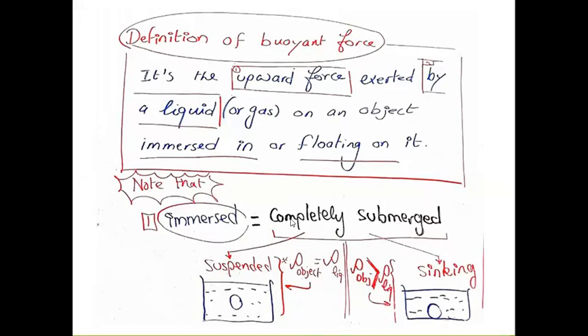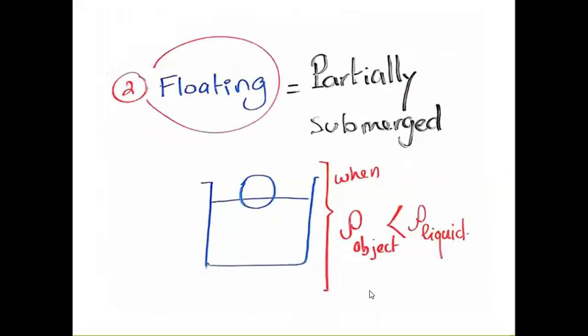The density of this object is equal to the density of the liquid, so it's suspended. When you see anything sinking in the liquid, that means the density of the object is more than the density of the liquid. Like when you throw a nail, for example, in a liquid, it sinks to the bottom. Well, now, inshallah, we'll talk about the floating object.